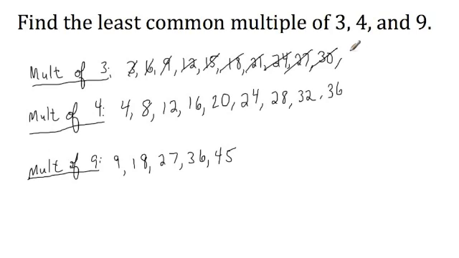Go to 3 times 11, which is 33, and 3 times 12, which is 36. Notice what happens once I hit 36. 36 is a multiple of 3, 4, and 9. Since 36 is found on all 3 lists, 36 is the least common multiple of 3, 4, and 9.